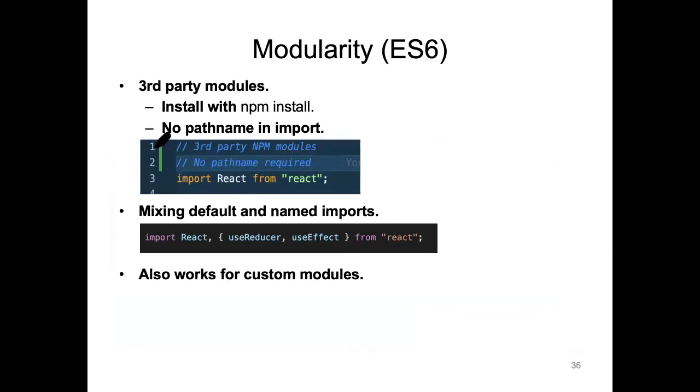Third-party modules, we know how we use third-party modules. We have to install them using npm install or yarn install. And we don't use a path name when we import them, as I already said. And so we have that. But down here, sometimes, and in most times actually, a third-party library is going to have both a default export and named exports. We can have it as well in our code.